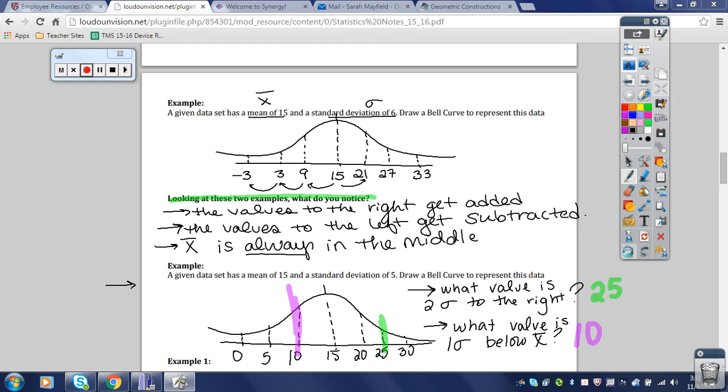How many standard deviations is 5 from the mean? Okay, so let's look at 5. 5 is right here. So how many steps away is it from the mean? It's 2. Now is it 2 above or 2 below? It's 2 below. Okay. So the point of being able to draw a bell curve is being able to answer questions like these. And that's where we're trying to get to.